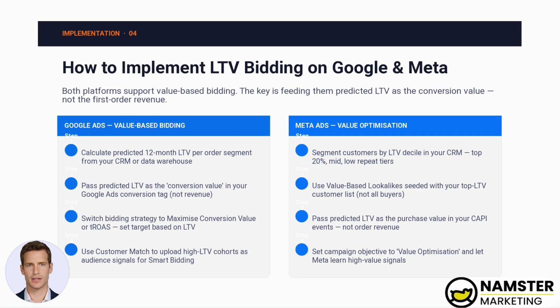On Meta, the process is similar but focuses on value optimization. Segment your customers by LTV deciles and use your top 20% to seed value-based lookalike audiences. Ensure you are passing predicted LTV through your conversions API events. By setting your campaign objective to value optimization, you allow Meta's system to specifically seek out those high-value signals. In both cases, the key is feeding the machine a signal that represents the future potential, not just the past transaction. This alignment between data and bidding strategy is what unlocks true performance scale.